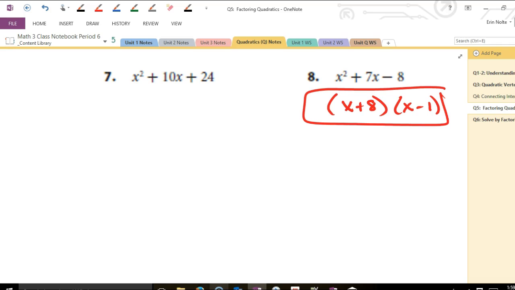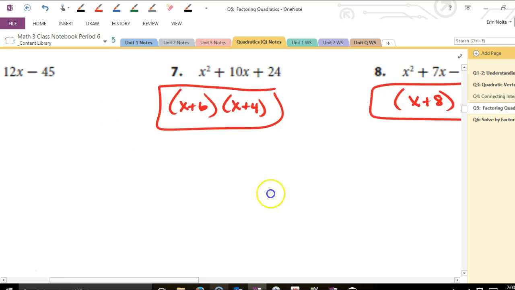Okay, so let's try number 7. For this one I say, what two numbers multiply to 24 and add to +10? 6 and 4. You guys said that fast. So x plus 6 and x plus 4.